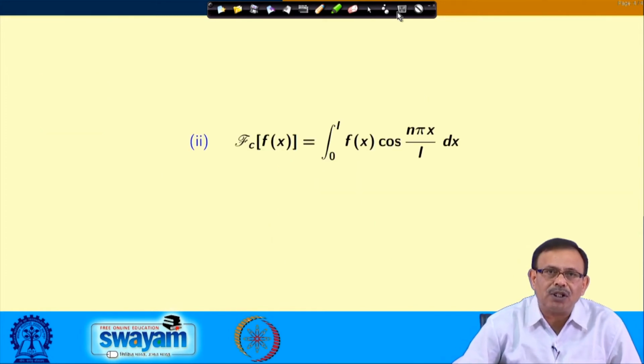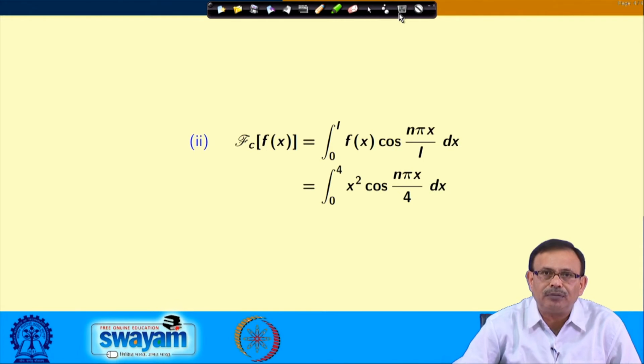So, the Fourier cosine transform of f(x) is the integral from 0 to 4 of x squared cos(n pi x by 4) dx, and this equals 128 by n squared pi squared into cos n pi. Like this, we can find the finite Fourier cosine transform or finite Fourier sine transform of a function whenever the function is defined in a particular range, say x from 0 to L.